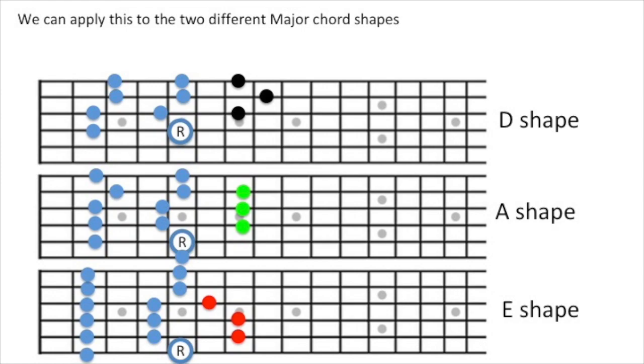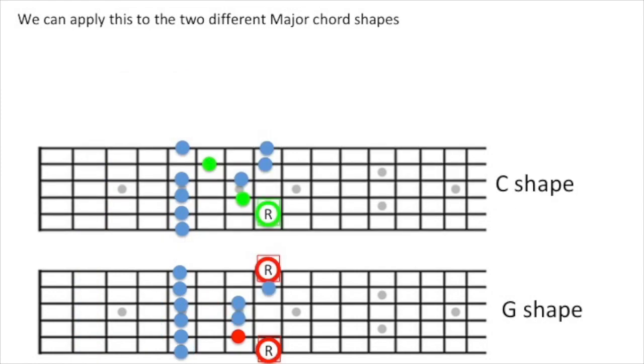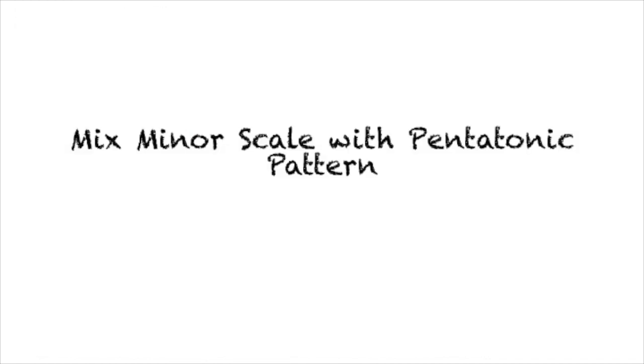Here are the E, A, and D chords which are the same shape. The root is easy to find in each chord. So, we anchor the pentatonic shape to those roots. And we know where the root is for the G and C chords, so we can use the same anchoring for those chords.